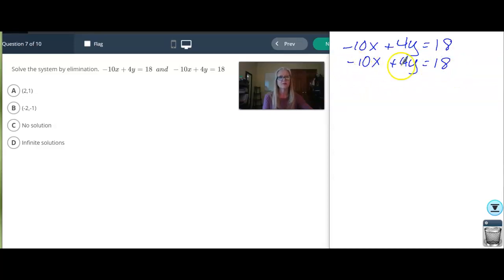Let's say we multiply this bottom one by negative 1. What's going to happen? Well, this is going to become a positive 10x. This is going to become a negative 4y. And this is going to become a negative 18. When we add it all together, negative 10x and positive 10x is 0. Positive 4 and negative 4 is 0. So we have 0 on the left and 0 on the right. Very true statement. So as we suspected, this has infinite solutions.